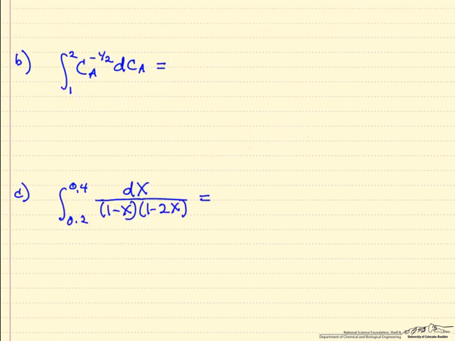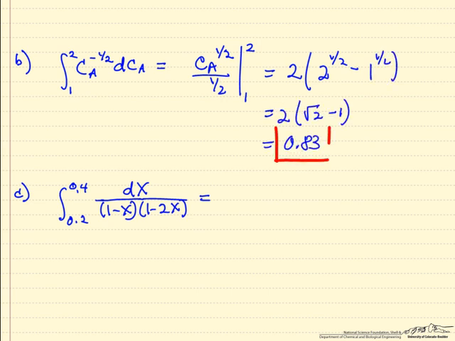The second integral is the concentration of A to the minus 1/2 power. So the integral becomes plus 1/2 divided by 1/2, and then we have to evaluate this between the two limits, 1 and 2. So the 1/2 in the denominator, 2. We have the concentration of A to the 1/2, so that's 2 to the 1/2 minus the other limit, 1 to the 1/2. And so this definite integral is 0.83.